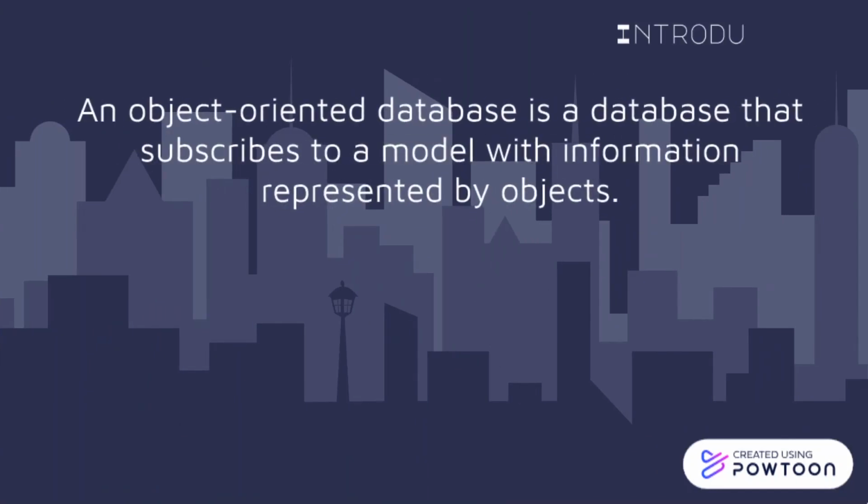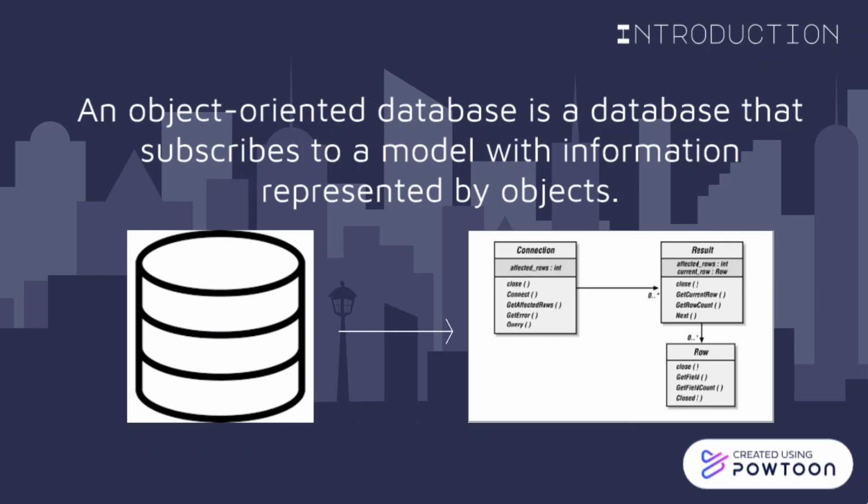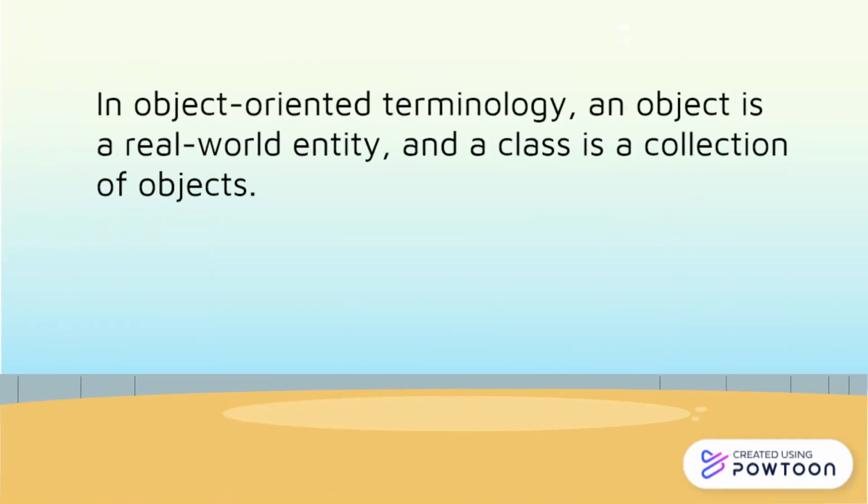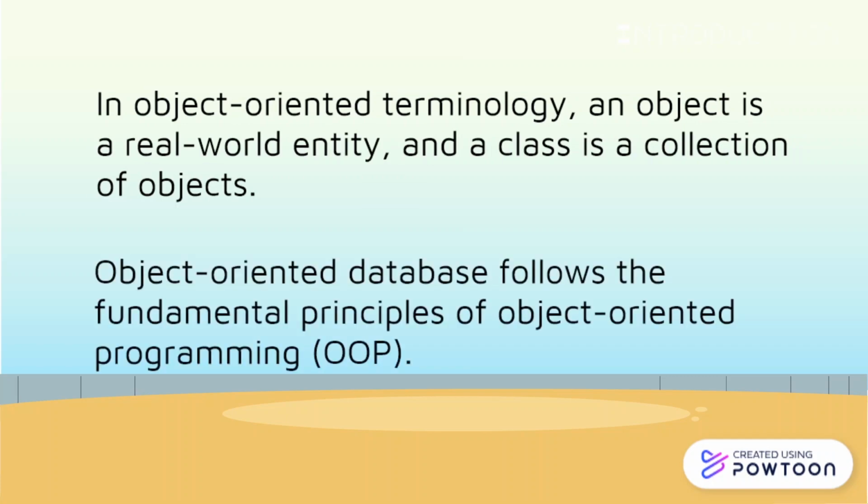Introduction. An object-oriented database is a database that subscribes to a model with information represented by objects. In object-oriented terminology, an object is a real-world entity and a class is a collection of objects. Object-oriented database follows the fundamental principles of object-oriented programming.